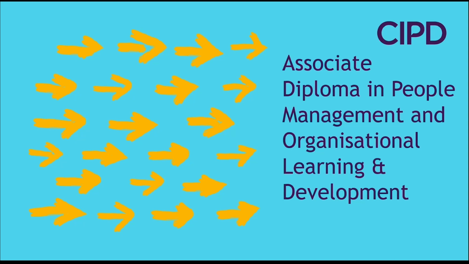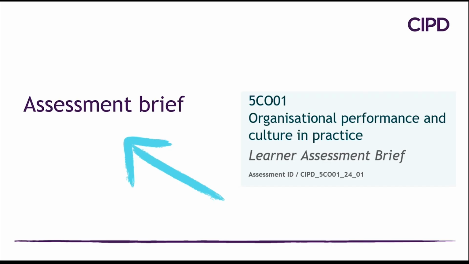This recording is one of a series that provides further guidance on the assessments for the units of the Associate Diploma. This recording focuses on 5CO01 Organisational Performance and Culture in Practice. Assessments are revised on a regular basis, and this guidance is based on the June 2024 version. The last moderation window for this assessment is September 2025.